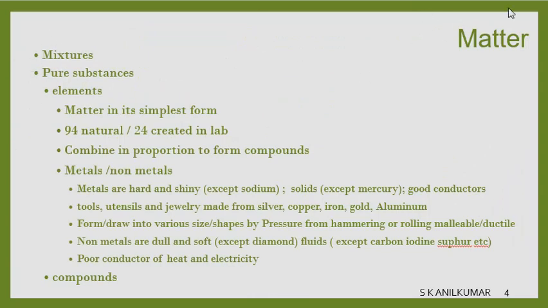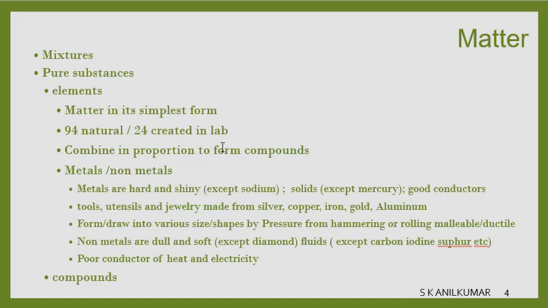Compounds and mixtures are not pure substances. Why? Because they may have more than one element. If only one element is there, it is a pure substance. If more than one element, it could be a compound or a mixture, right? Matter in its simplest form is an element, chemically it cannot be divided further. There are 94 different natural elements, 24 different elements created by man. So totally we have around 120 or 118 elements today.